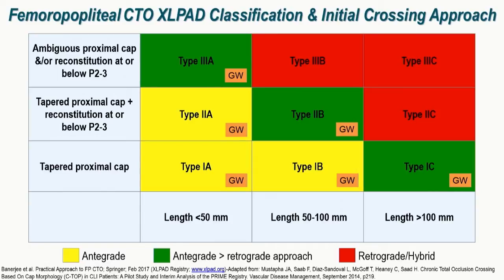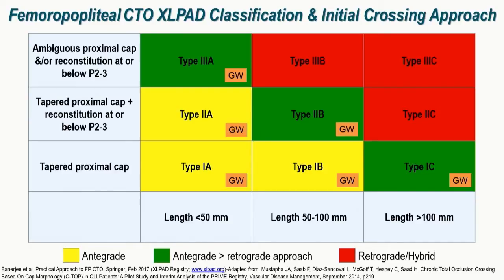The three things are: a tapered proximal cap; a tapered proximal cap in addition with involvement of the P2 or P3 segment of the popliteal artery, which is an indicator for involvement of below the knee vessels; and the third is the same features plus, in addition, an ambiguous cap. So we classified this into three categories, Type A, B and C, based upon lesion length: less than 50, 50 to 100, and greater than 100. This schematic was first proposed by Jihad, and we have confirmed this in our own observation.